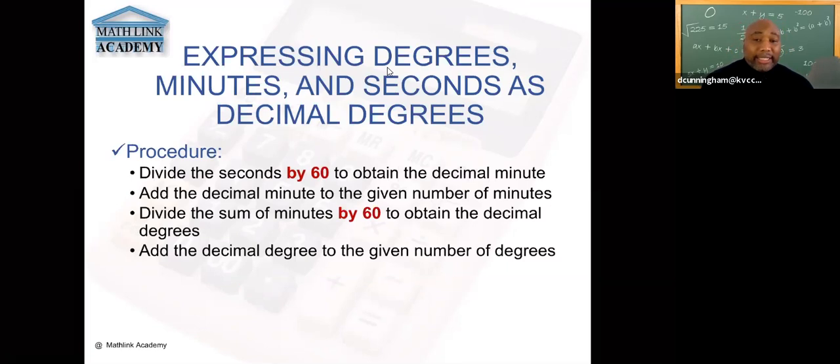Divide the seconds by 60. So we start with the seconds divided by 60 to attain the decimal number of minutes. Then you add that to the minutes. Then you divide that answer by 60 to attain the decimal degrees. And then add that to your degrees, and that'll be your answer. The key number is 60. Remember, it's always 60, 60, 60. Either we're going to divide or multiply. In this case, we're going to divide, going from degrees, minutes, and seconds to decimal degrees. Let's look at an example.